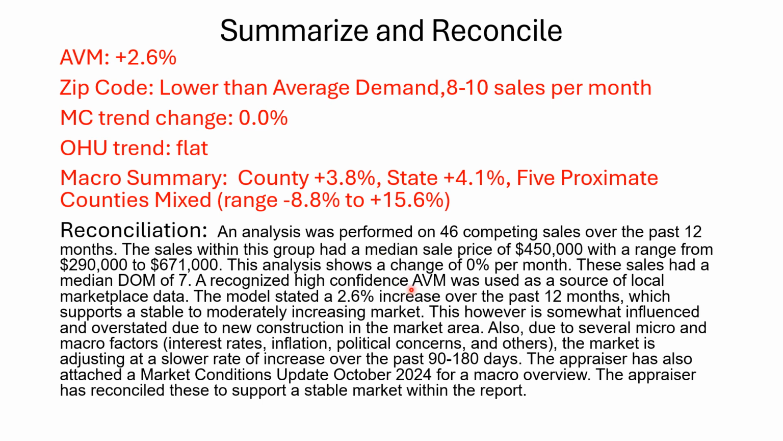An analysis was performed on 46 properties, which was our stats from our MC over the past 12 months. The sales within the group had a median sales price of $450, ranging from $290 to $671. The analysis showed a change of actually 0. That's not common, but on this specific case, it was 0. These sales had a median DOM of 7, which is kind of odd considering that demand is flat.